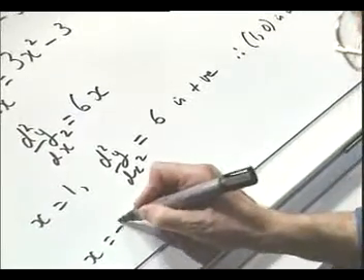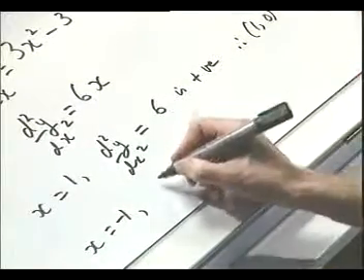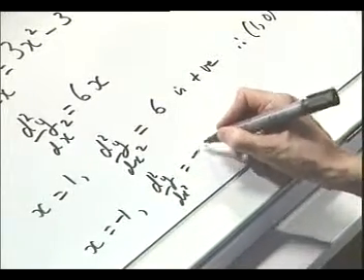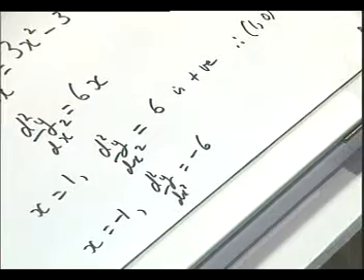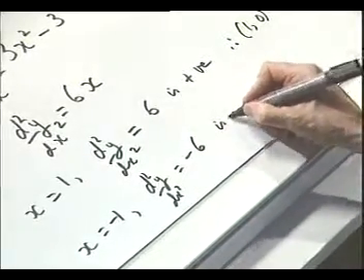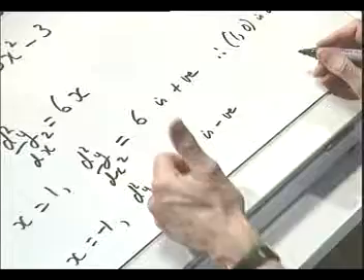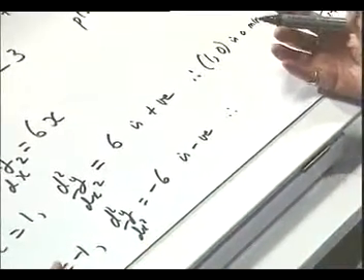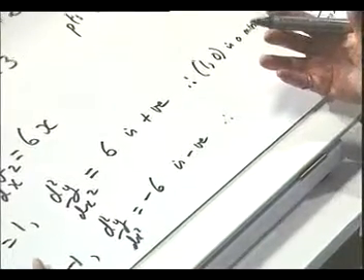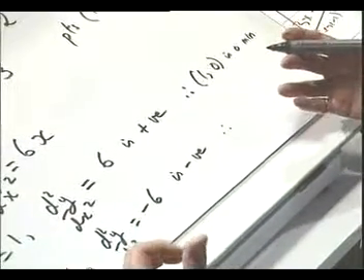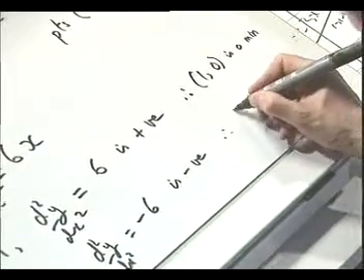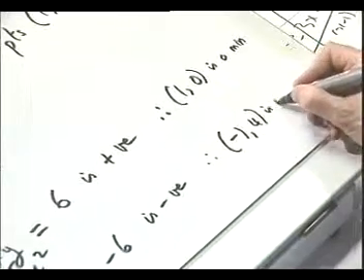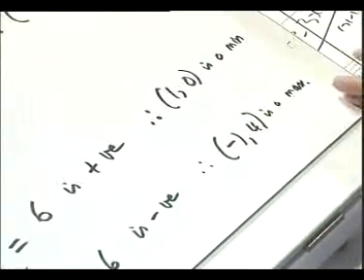X equals minus 1, this is our second point. d2y by dx squared is equal to minus 6, and that is negative. The value of these doesn't matter, it's their sign that matters. And therefore, what do we know? We know that if dy by dx is 0 and d2y by dx squared is negative, then we have got a maximum. So (minus 1, 4) is a max.